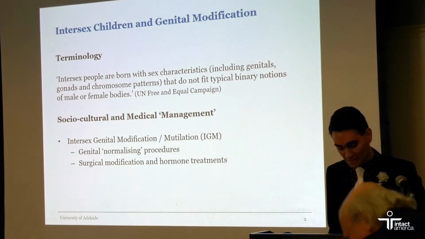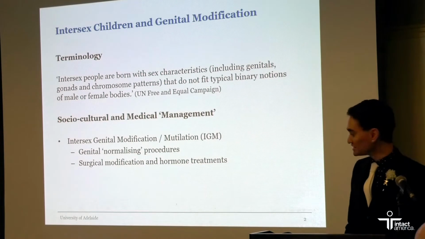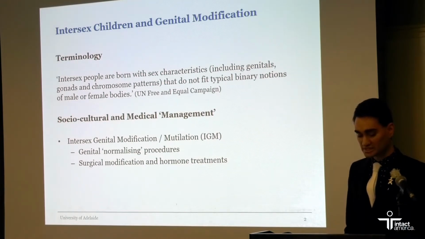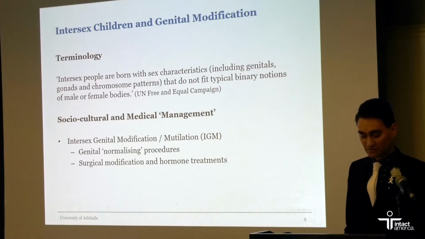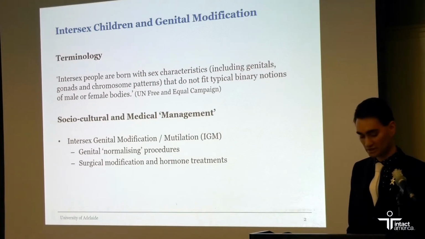Wonderful. Thank you. In my thesis, I use a definition of intersex that's offered by the UN Free and Equal campaign, which is a global initiative advocating for equal rights for LGBT and I people. This definition is also endorsed by Intersex Human Rights Australia, which is Australia's largest intersex human rights organization. This definition states that intersex people are born with sex characteristics, including genitals, gonads, and chromosome patterns that do not typically fit, or that do not fit binary notions of male or female bodies.